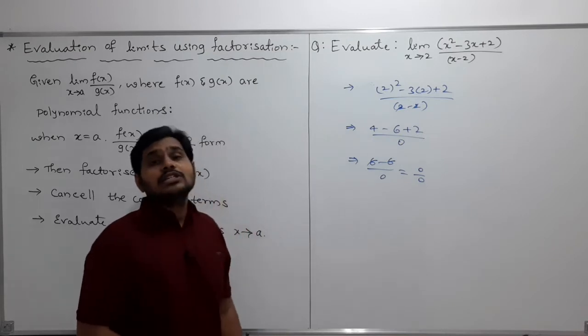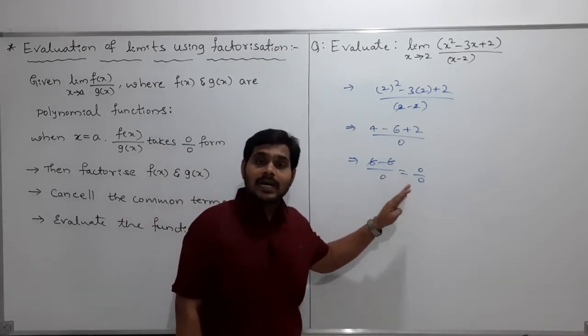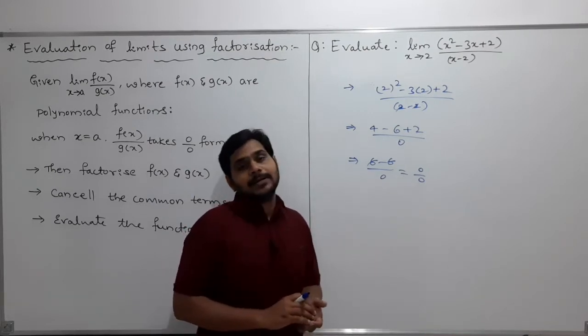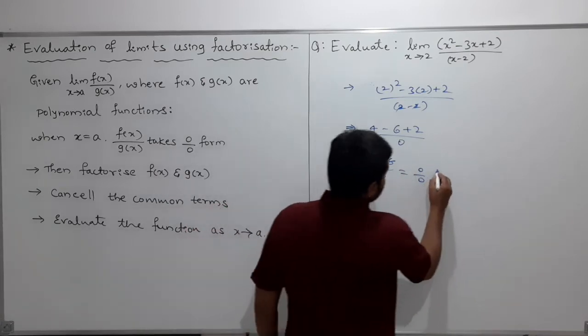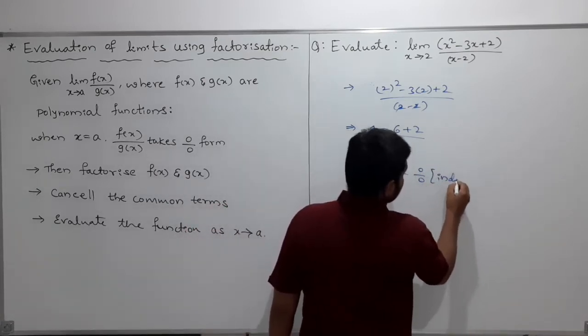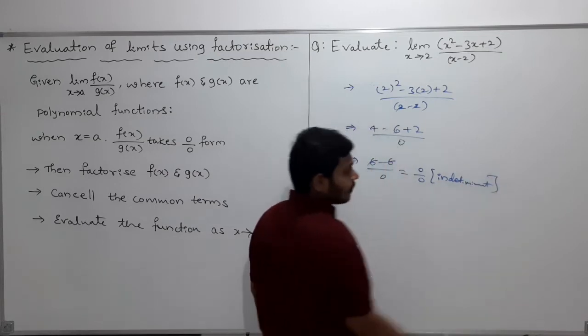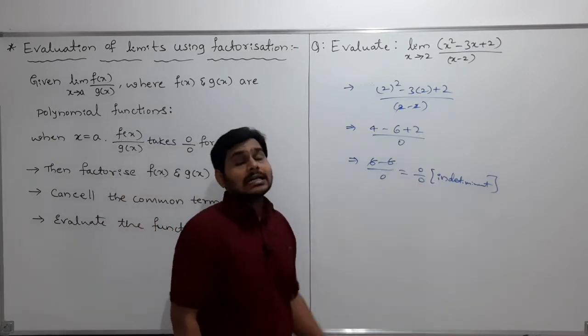So what is 0 by 0 form, my dear students? 0 by 0 is an indeterminate form. That also I told you in the last class, what indeterminate forms are. So 0 by 0 is an indeterminate form. We cannot determine the value, therefore this is an indeterminate form.